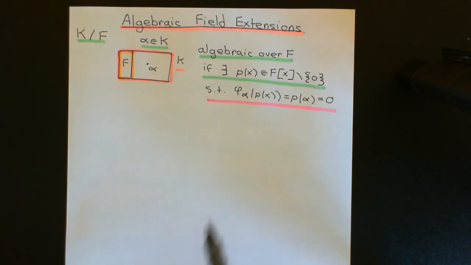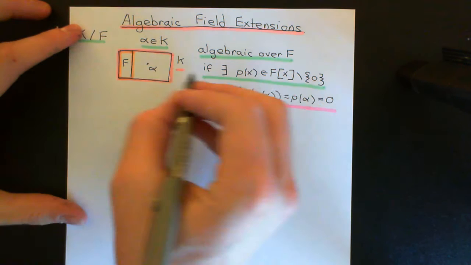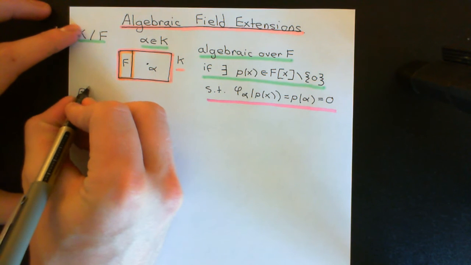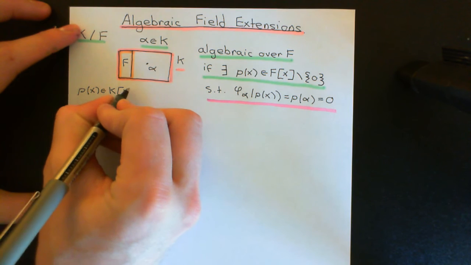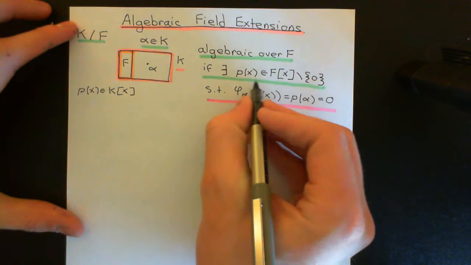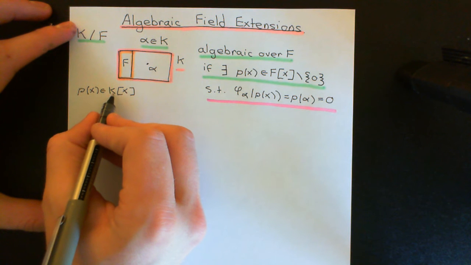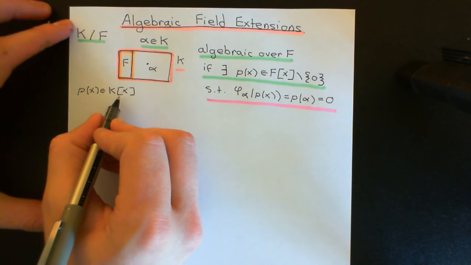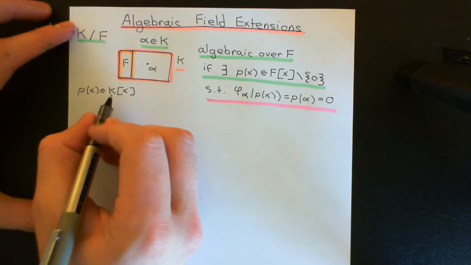Firstly, let me just explain this evaluation homomorphism. This polynomial, p of x, is an element of the ring of polynomials over the field, capital F. So of course, it's also an element of the polynomial ring over the field, capital K, because all of its coefficients are from the field, capital F. All of the field, capital F, is contained within K, so it will certainly still be an element of the ring of polynomials over the field, capital K.